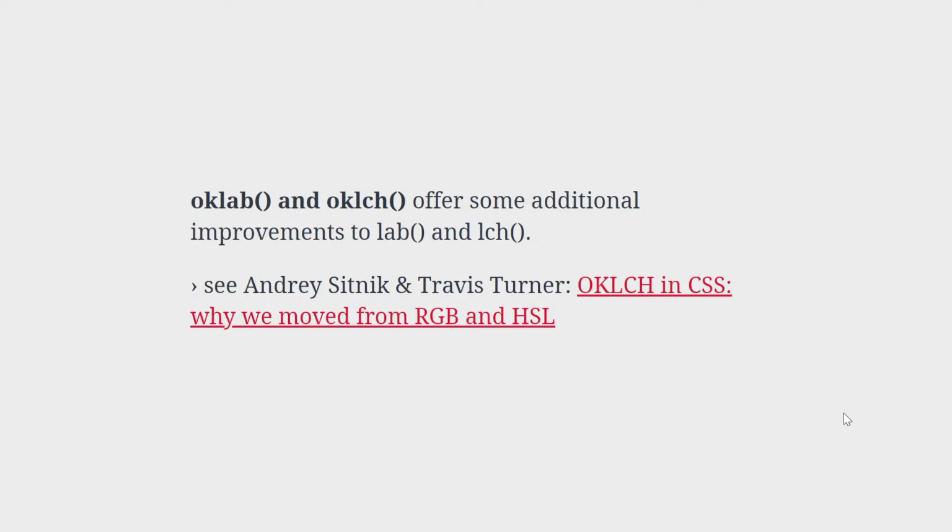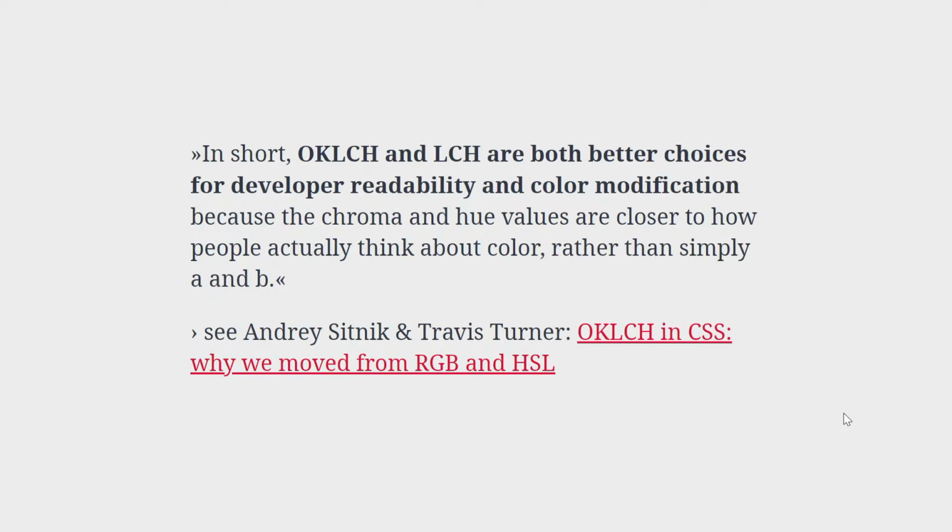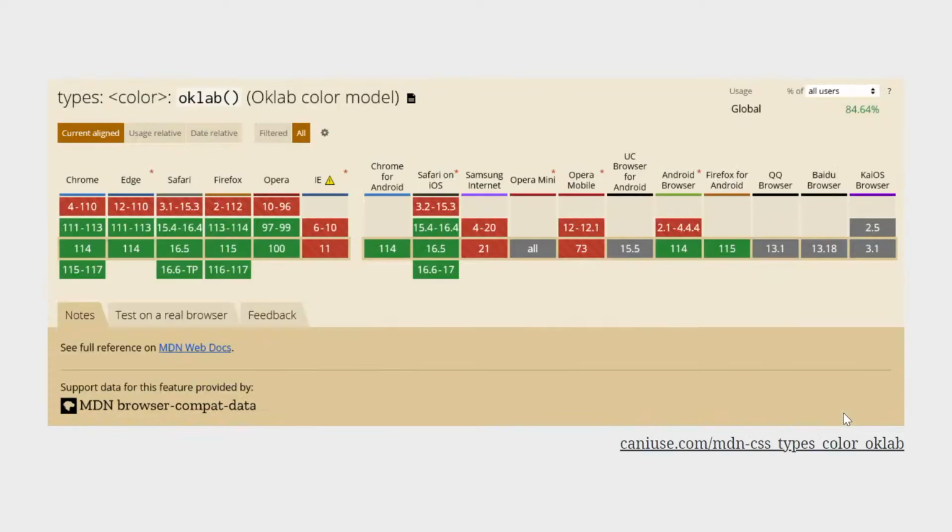Next to lab and LCH, there are also 2 other new color spaces, OKLab and OKLCH. They are supposed to be better, and if you try to read up on this, it gets very technical and very irritating. So in short, the experts who have read up on this say both are better choices for developer readability and color modification. You have to try it out for yourself, but you can already use these colors as well.